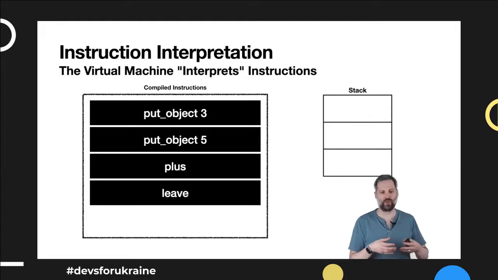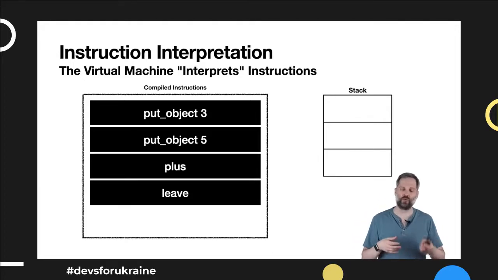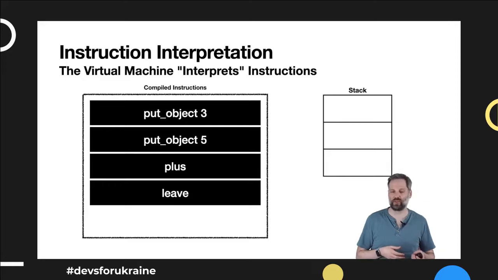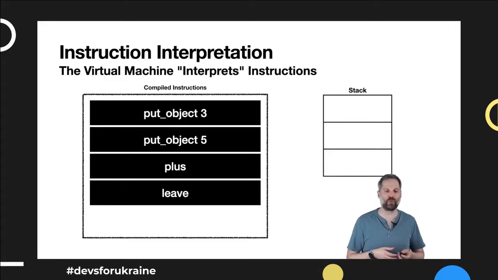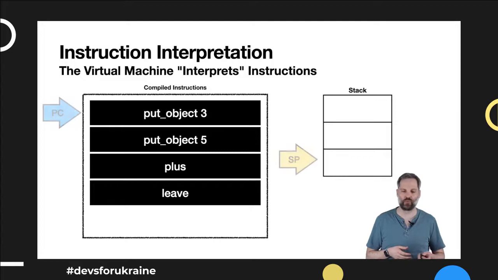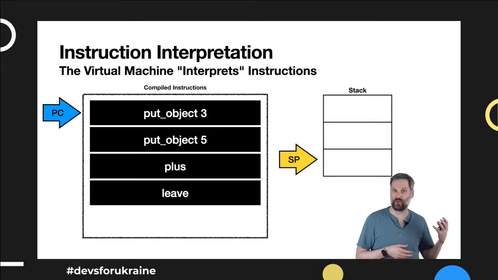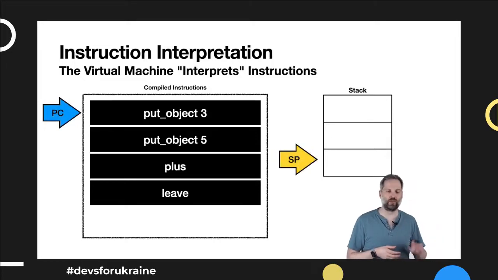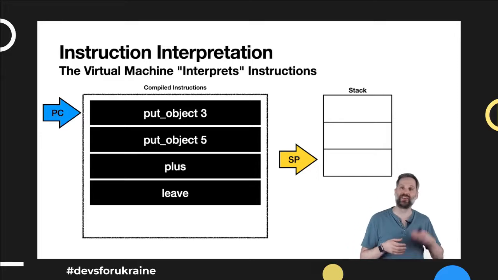The code's been converted into instructions, the virtual machine will interpret them and manipulate the stack. Now there's two important components of the virtual machine. The first one is the program counter, or the PC, which you see in blue here. The program counter points at the next instruction that we'll execute. And then we also have the SP, or stack pointer, and that points at where we're going to write to next.